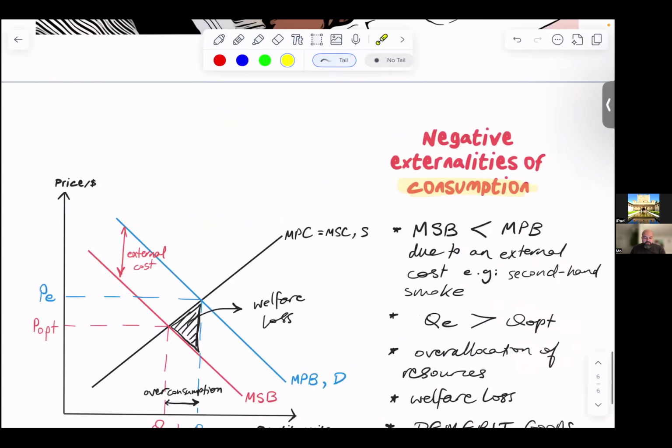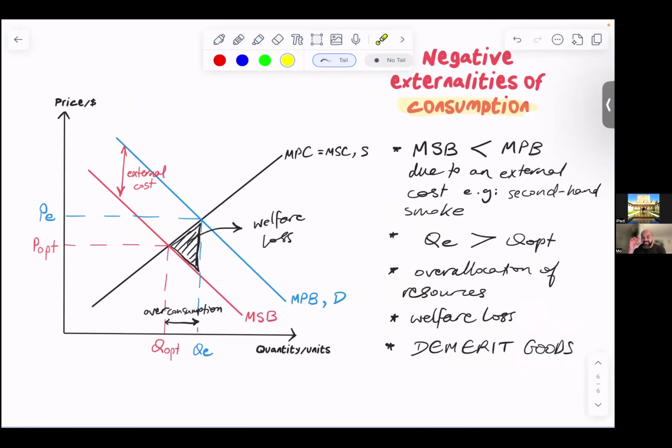Okay. So in this case, the split is on the demand side, unlike last week where the split was on the supply side. So remember, the supply curve is always the MPC curve. So here, the MPC, which is supply, is equal to the MSC. There's one supply curve. Okay. And the demand curve is always the MPB. So this is the demand based on the marginal private benefit, the benefit to the consumer consuming the product.